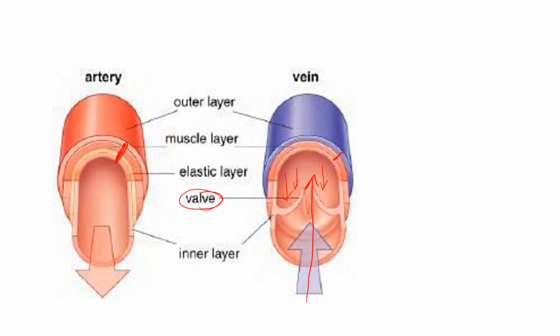So notice the valves are in the veins only. The arteries do not have any valves, okay? All right, because there's enough blood pressure to push it on. But in fact, I think it's been said that 80% of your blood volume is in your veins. Okay, slowly making its way back to the heart.